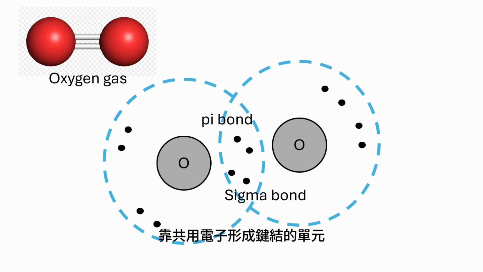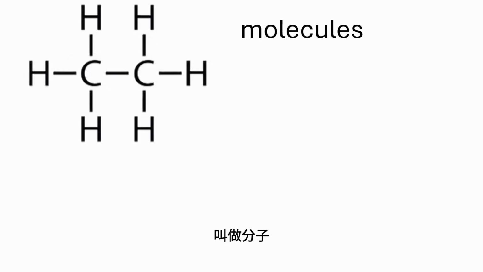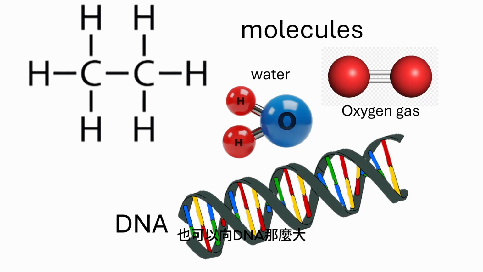Groups of atoms that are formed by sharing electrons are called molecules. These molecules can be very small, like oxygen gas or water, but they can also be huge, like DNA, which is made of billions of atoms all held together by these tiny bonds.